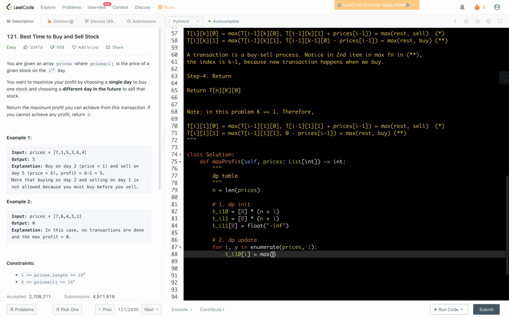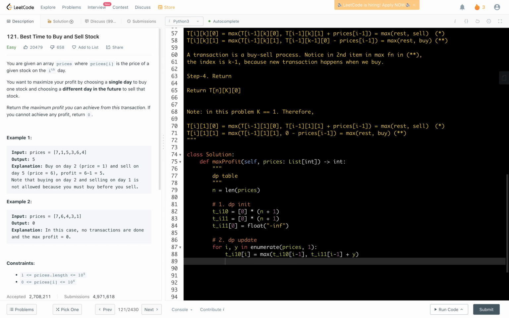So T[i][1][0]. So at the i, it's going to be the max. So here we do not have stock at the end of the i. So the possibility is that T[i-1][1][0], the previous day. In other words, at the i we choose to rest, and then we have stock at the previous day. So that is T[i-1][1][1], right? At previous day, then we can choose to sell stock, that is plus y, to get some profit y.